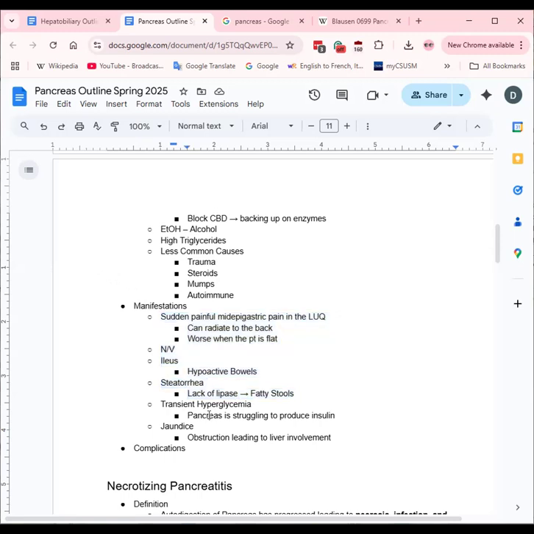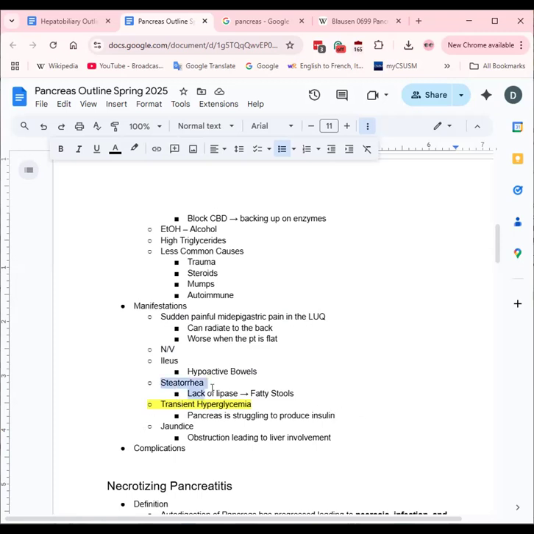Because again, it is your pancreas. Your pancreas is involved in insulin. You can have this transient hyperglycemia because your pancreas is not really having an easy time making insulin. So you can have, again, glucose dysregulation. So that's another thing it has in common with liver, another thing for you to cluster with liver.